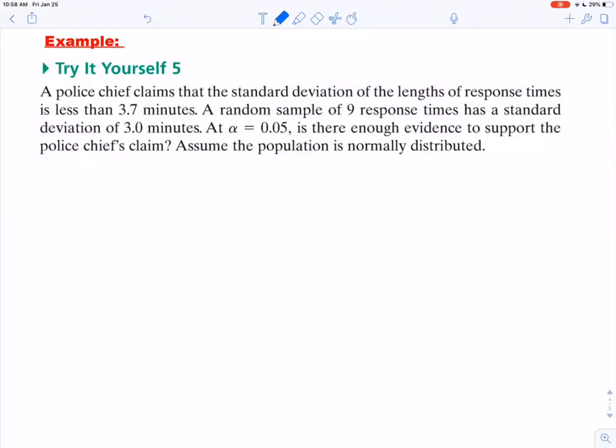So in this problem, I'm given a statement about the standard deviation in the lengths of response times. Just like I would do with any hypothesis test, the first thing I'm going to do is identify my claim, which again is in terms of the standard deviation. Now, we always test in terms of population parameters. So the population standard deviation is a value of sigma, and the claim is that this standard deviation is less than 3.7 minutes.